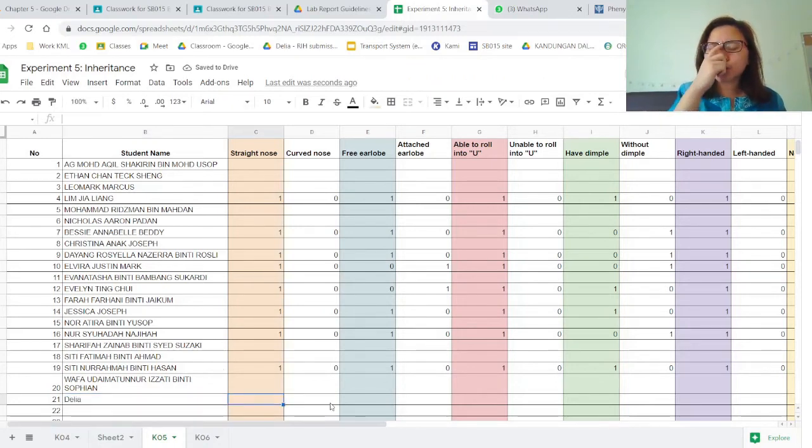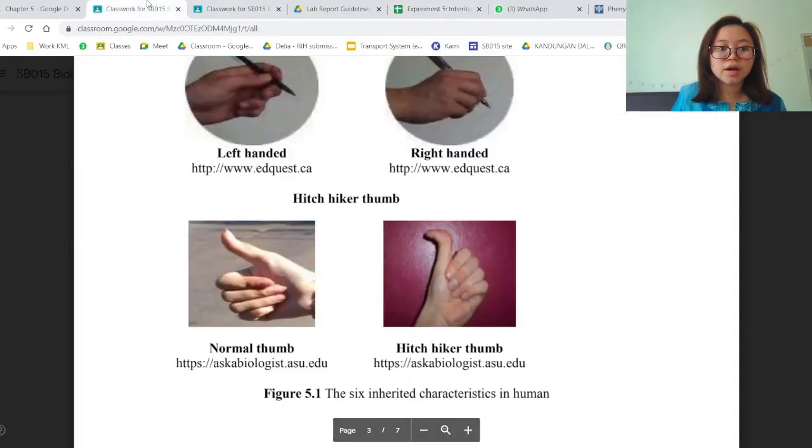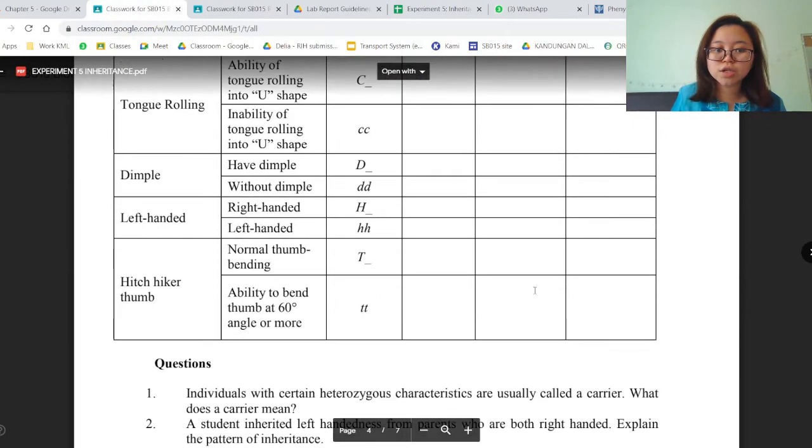Okay, I have a straight nose, so I'm going to put 1 here, 0 here. I'm able to roll my tongue, so I put 1, 0. I'm right-handed, normal thumb instead of hitchhiker thumb, 1 and 0. Okay, that is it for 5.1. Alright. Itu sudah untuk 5.1.